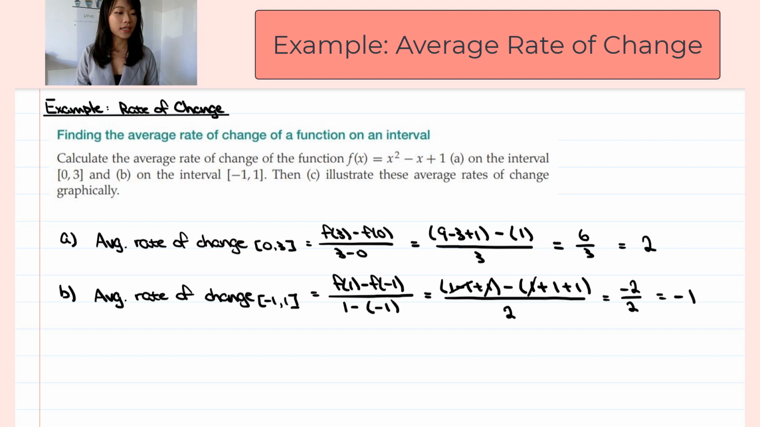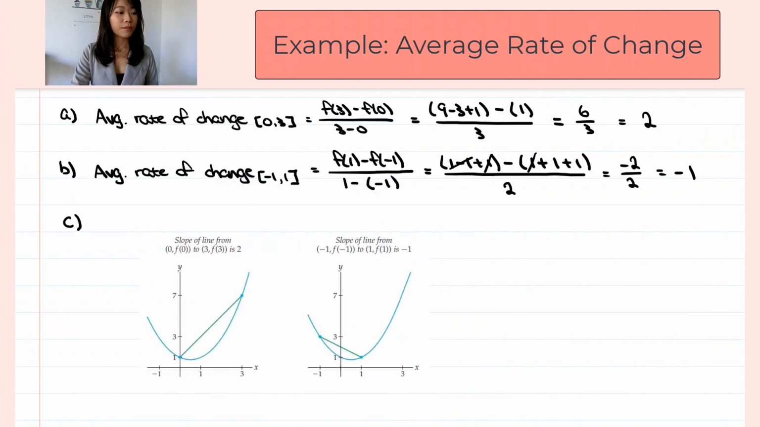Now let's look at part C. What would those average rates of change mean graphically? Remember I said that the average rate of change is the slope of the line when we connect 2 points on the graph. So the blue curve shows the function f of x. We found from part A that the average rate of change from 0 to 3 is 2. That means when we make a line that connects 0 and f of 0 to 3 and f of 3, this line will have a slope of 2.